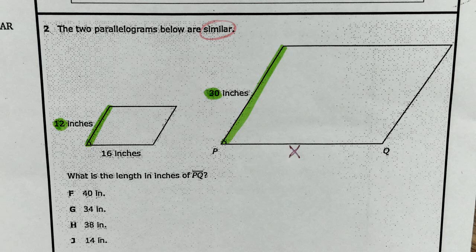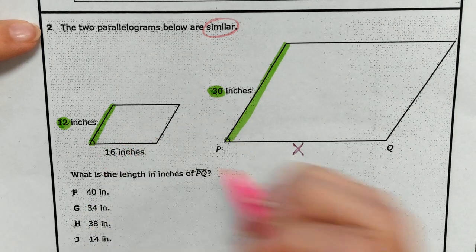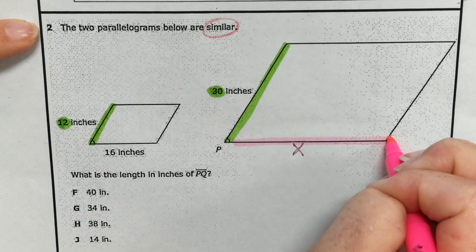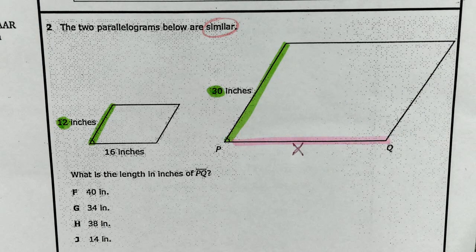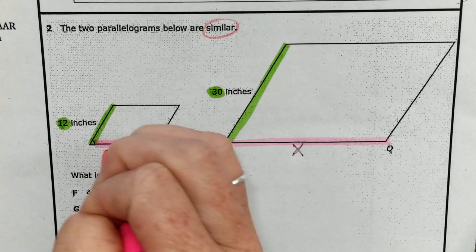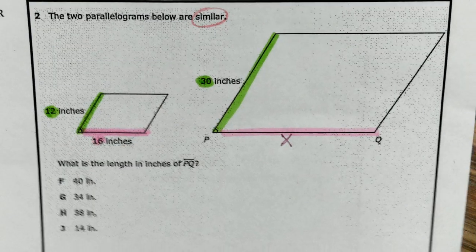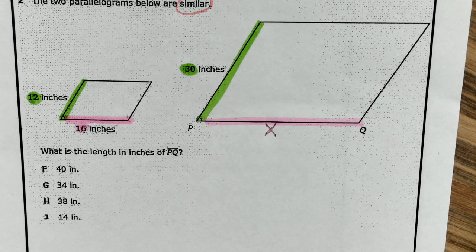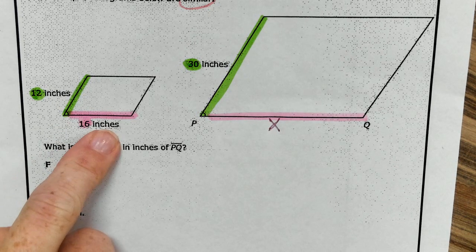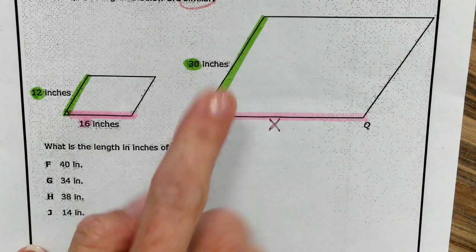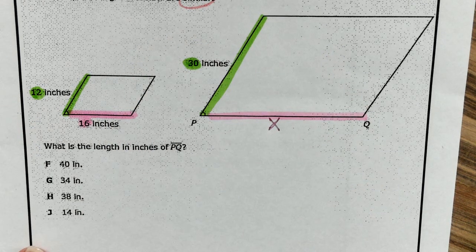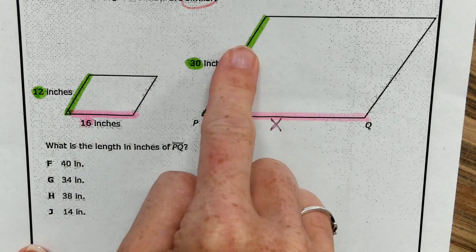And then I'm going to take another color, and I'm going to highlight the side that I'm missing, and I'm going to highlight the corresponding side with it, which is this one. Now, the best part of this lesson is that there are multiple ways to write the ratio. I can do green over pink, and if I do green over pink, what do I have to do over here? Green over pink.